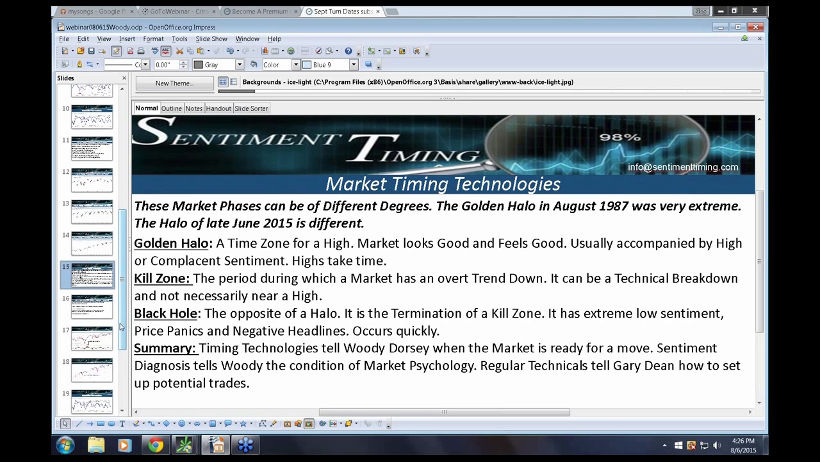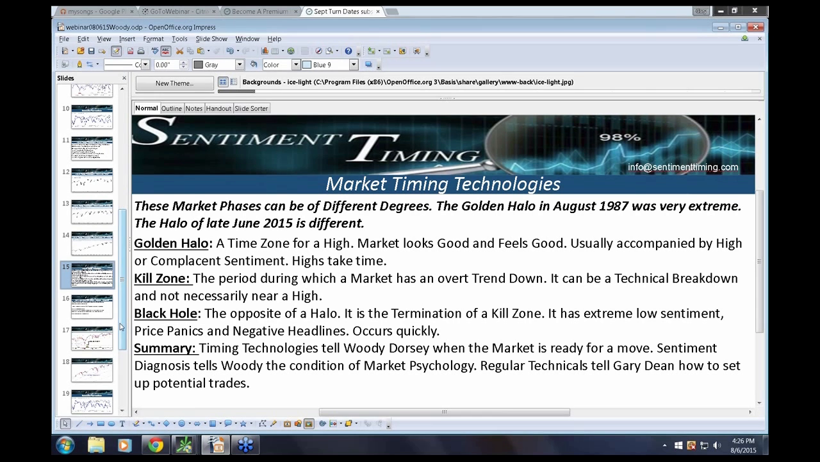Now, these can be of different degrees, and there could be multiple ones, but a golden halo is a time zone for a high. The market looks good and feels good, so you're going to see high sentiment or complacency at a golden halo. And these patterns usually take some time to unfold. Now, the kill zone is a period when the market really breaks down. The cat is out of the bag and it's all black. This doesn't happen at a high, but it was a breakdown.